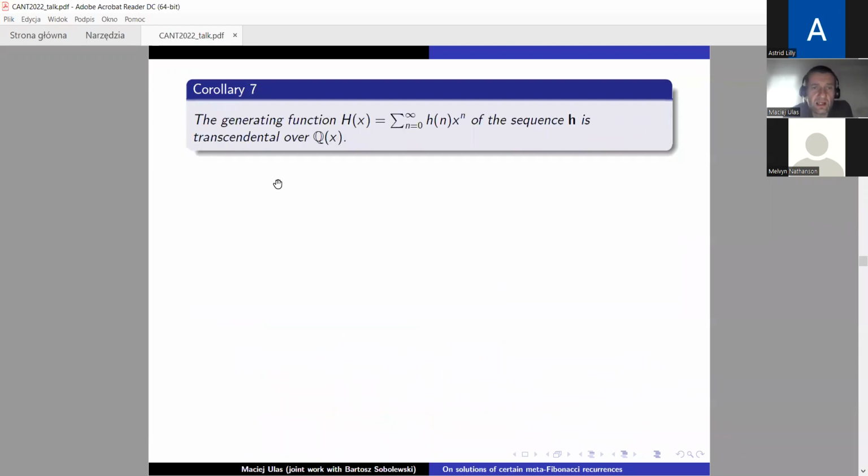And as an application of this theorem, we can prove that the generating function H(x) of the sequence H is transcendental over Q(x). So in particular, this means that the sequence H_n is quite complicated. In particular, it's not an algebraic function, and not a rational function. So it does not satisfy a linear recurrence with constant coefficients, nor is it the sum of such sequences.